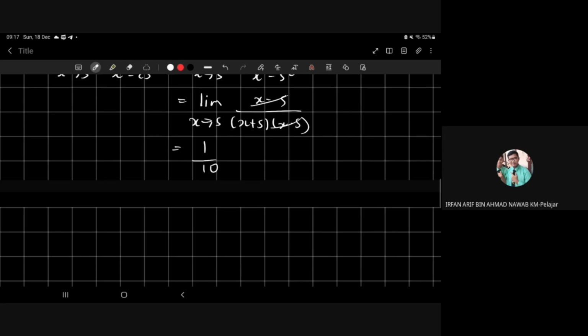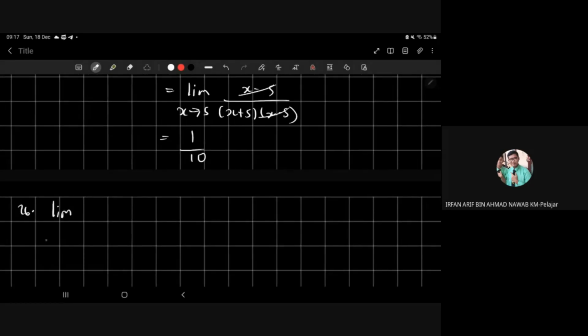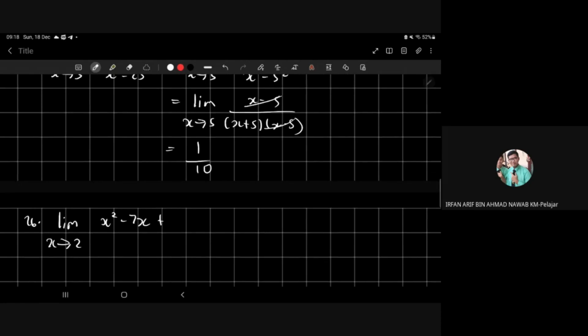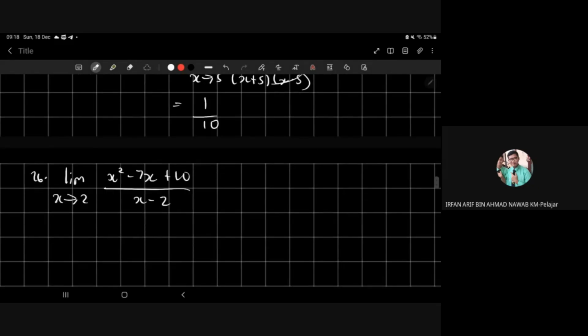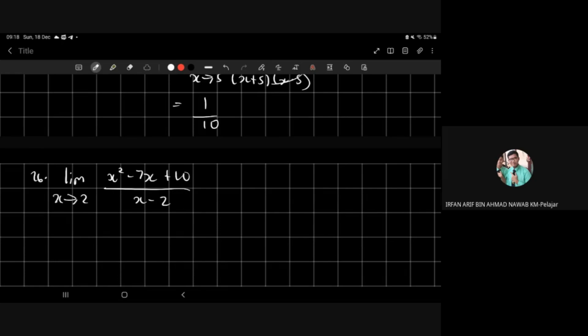Okay, I think so far, okay, let me give you another one. Let me give you 2 more. One is where we only have to factor either the numerator or the denominator. So for question 26, we have the limit as x approaches 2 of x squared minus 7x plus 10 over x minus 2. So obviously, when you directly substitute, you will get the indeterminate form. So you have to factor out the quadratic function, or the parabola, for our numerator.